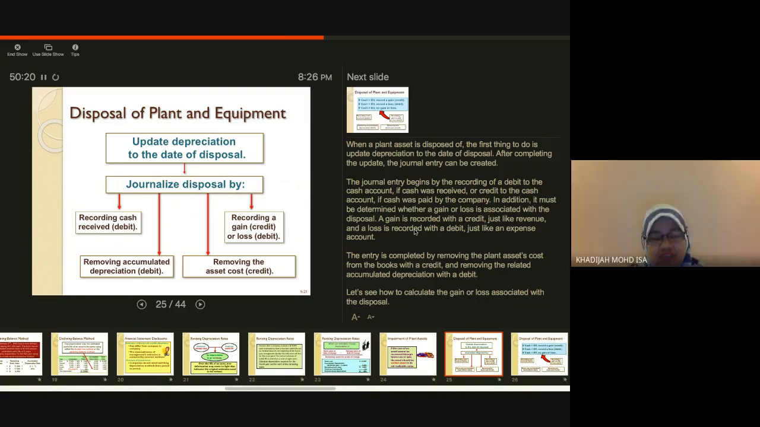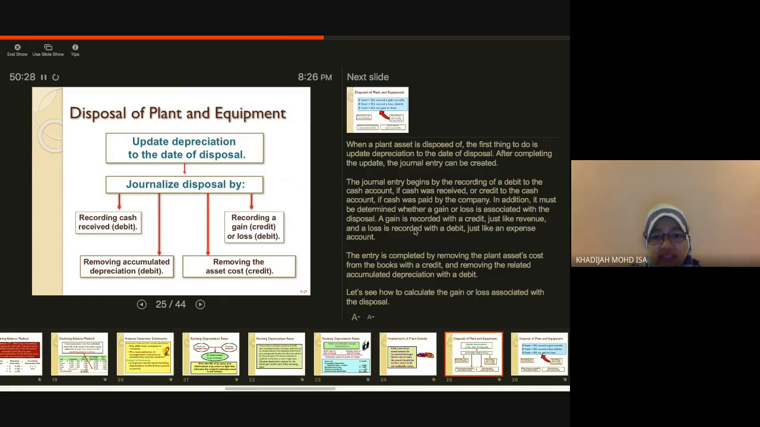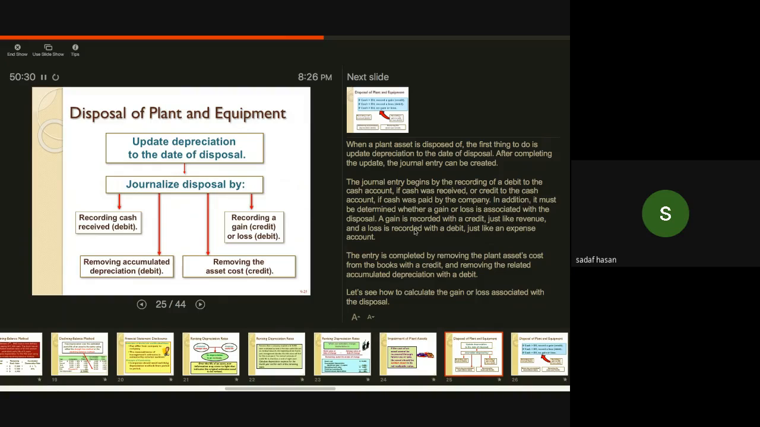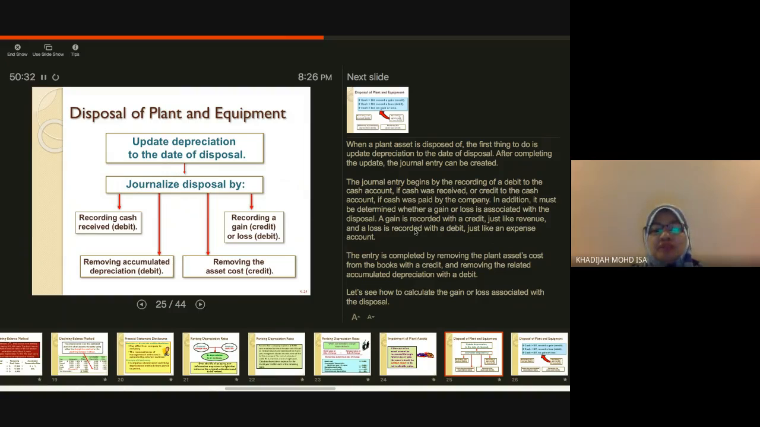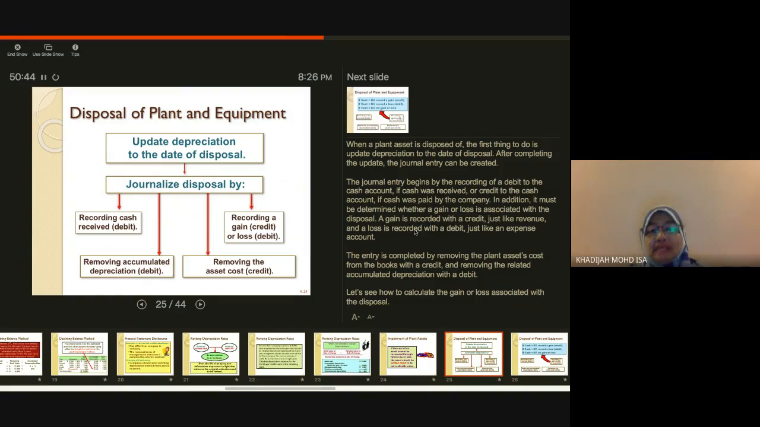So it means that the cost of the asset from year to year will always be the same. What changes is the accumulated depreciation. It will increase from year to year depending on the value of your depreciation in your expense account. Now, is that clear? So that is your number two on the depreciation.